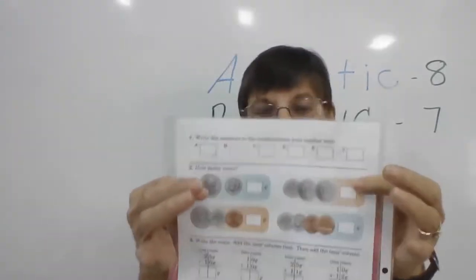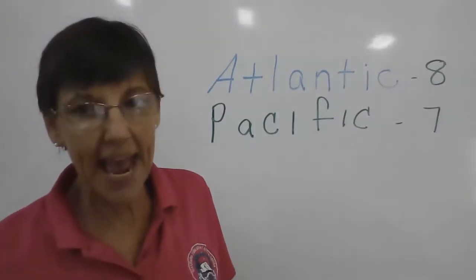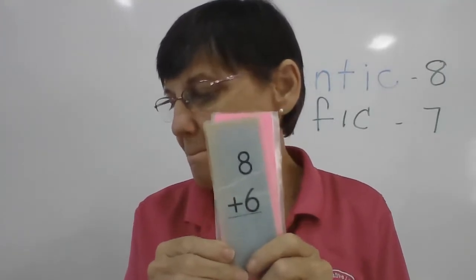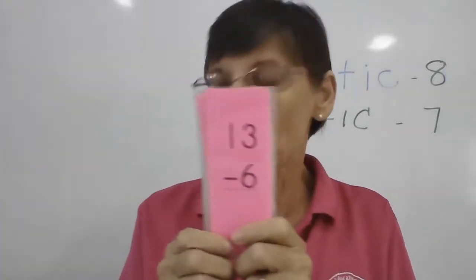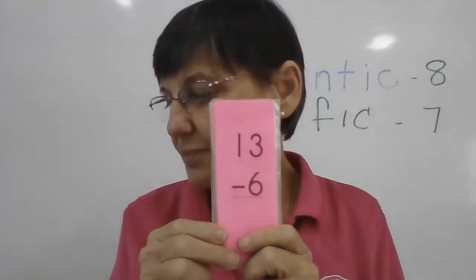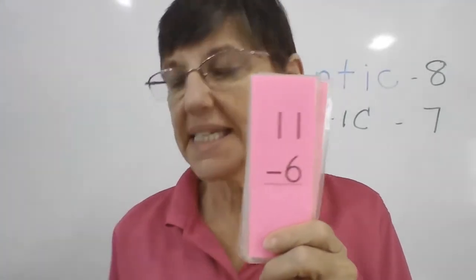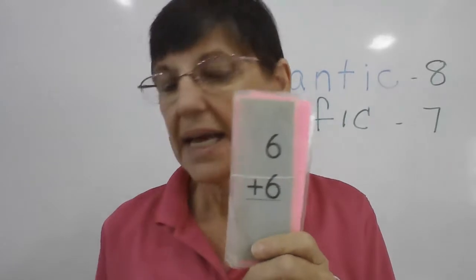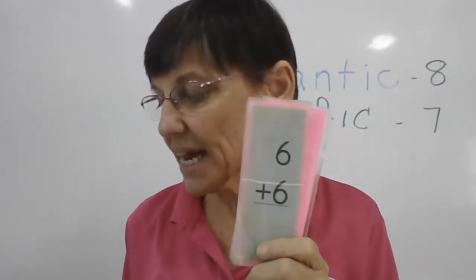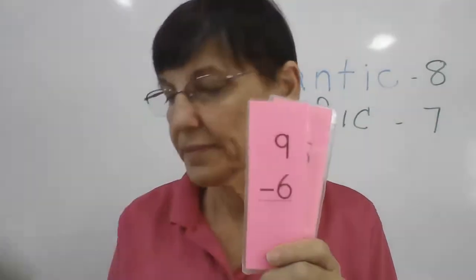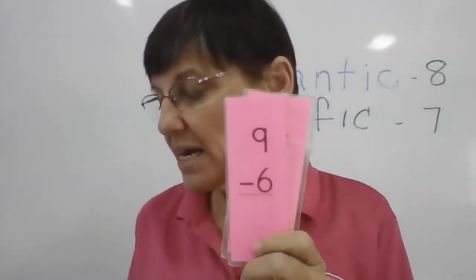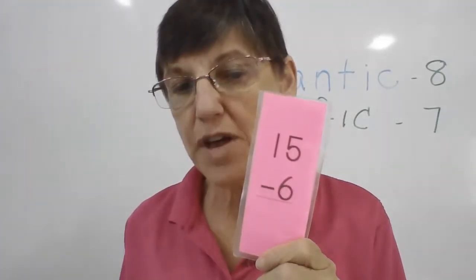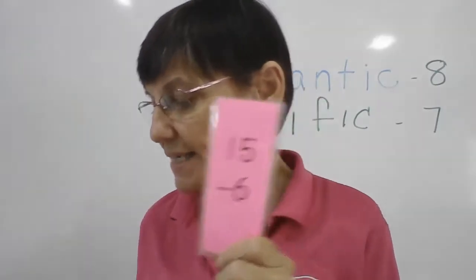Let's start up on the top. You ready? A is 8 plus 6. B, 13 minus 6. C, 11 minus 6. D, 6 plus 6. E, 9 minus 6. And F, 15 minus 6. Okay?